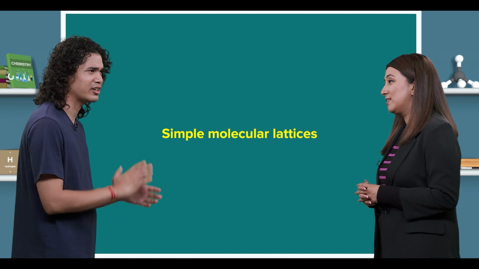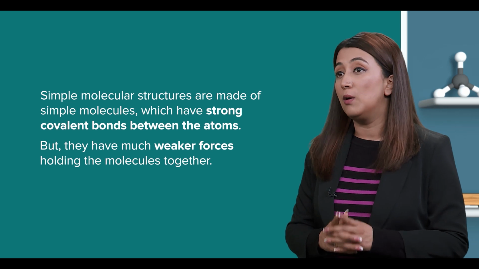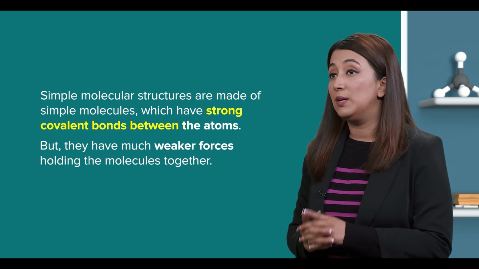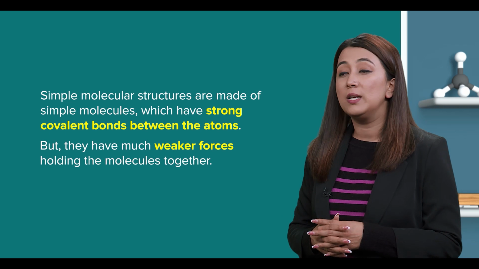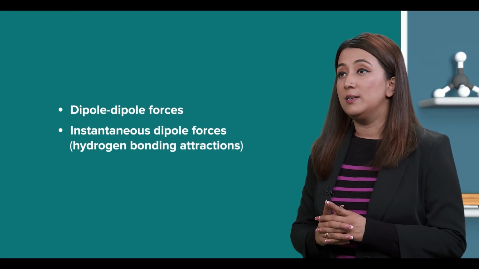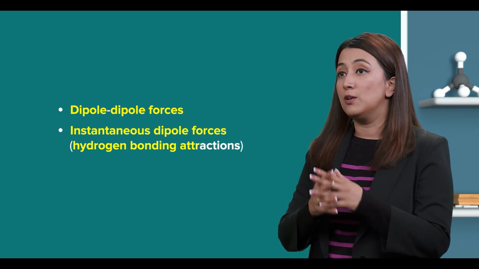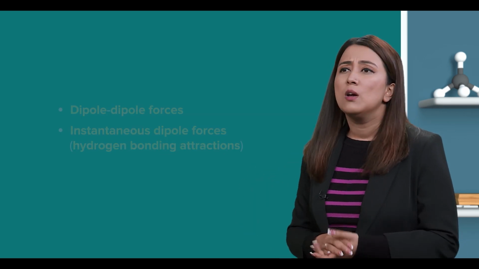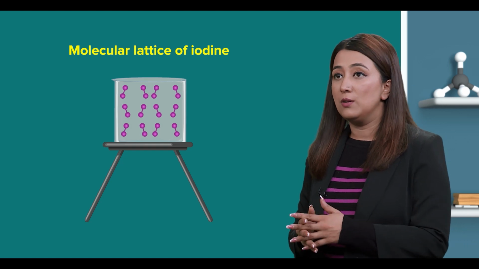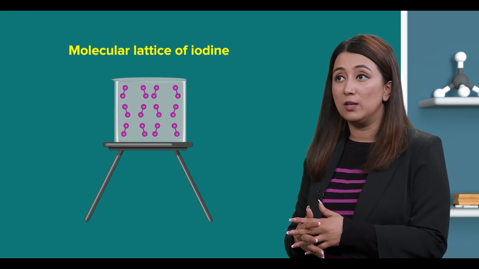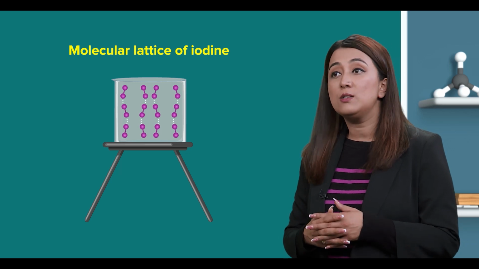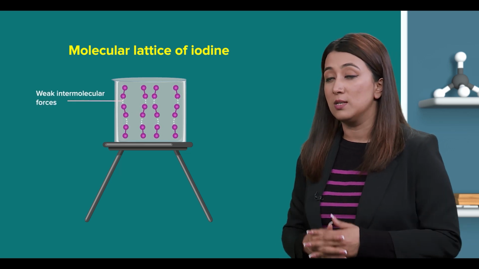What are these? Are they made up of simple molecular substances? Yes, these structures are made up of simple molecules which have strong covalent bonds between the atoms, but have much weaker forces holding the molecules together. So, in this case, I guess there is no chemical bonding between molecules. Yep, these weak forces are dipole-dipole forces, instantaneous dipole forces, or hydrogen bonding attractions, which are comparatively weak. For example, the molecular lattice of iodine consists of a neat arrangement of molecules in a crystal lattice, which is held together by the weak intermolecular forces.